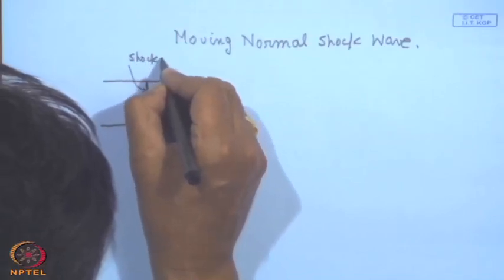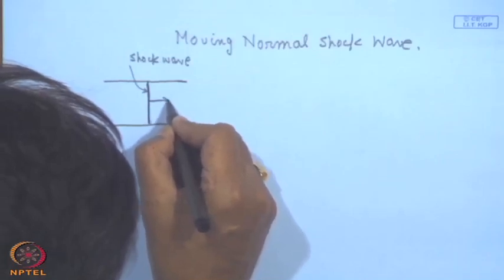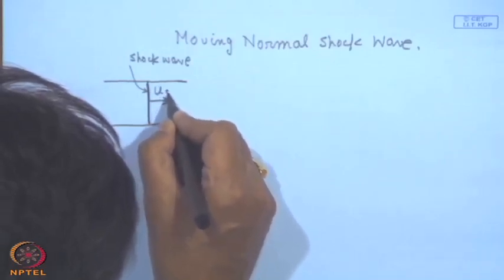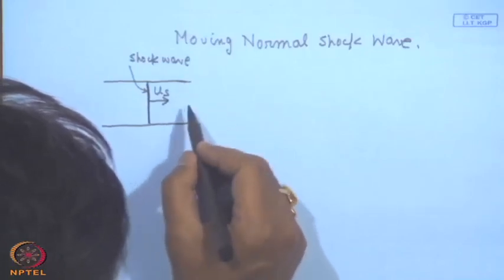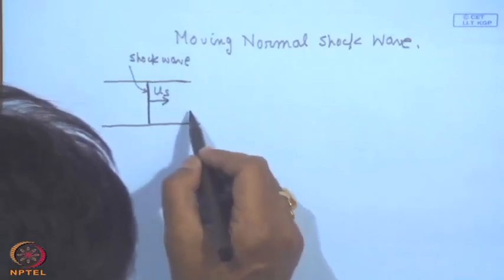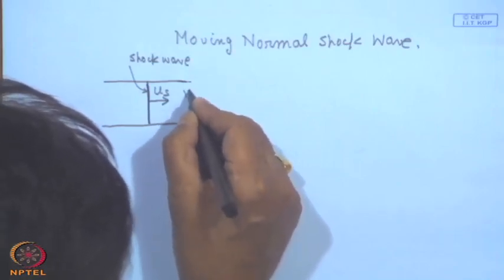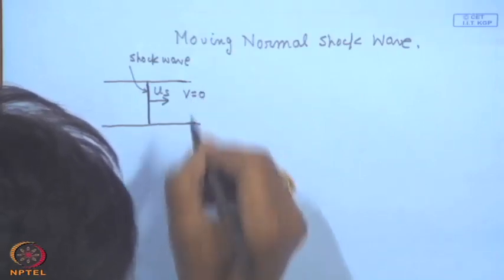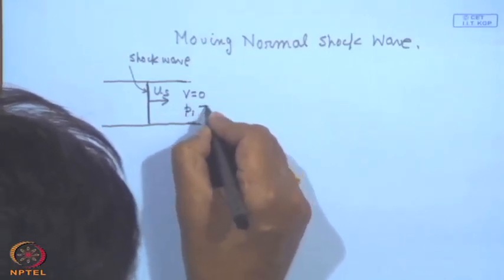Let us consider a situation that a shock wave is moving in a duct with a constant velocity Us, and the gas ahead of the shock is at rest, there is no velocity, V is 0, and the pressure is P1 and temperature is T1.